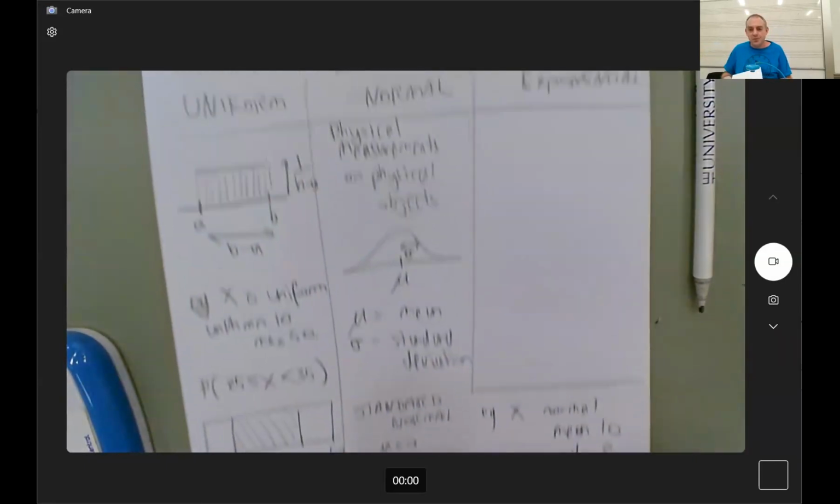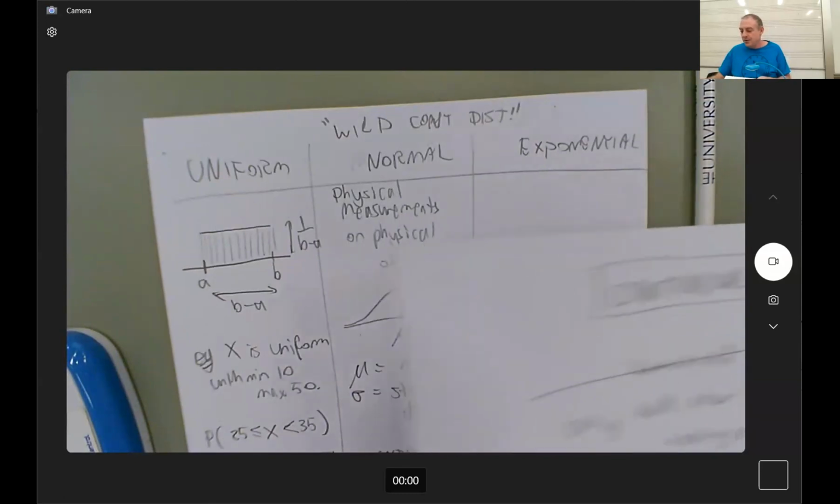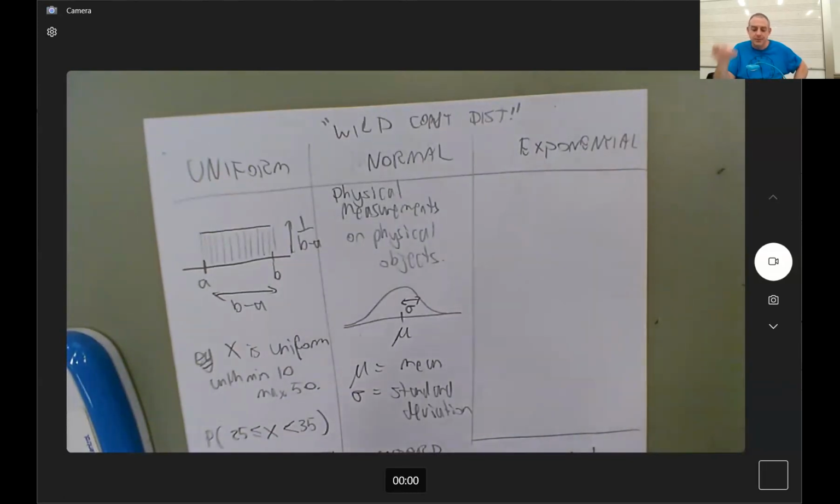The exponential distribution is most interesting. It measures how much time there is between events.